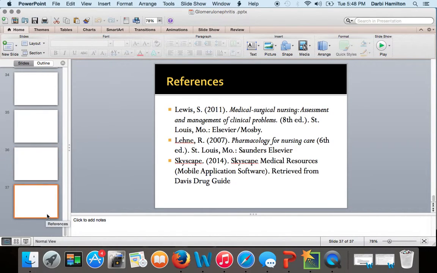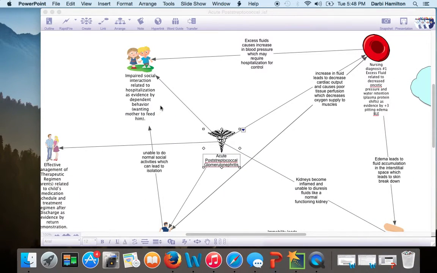Okay, and the last slide is on our references. So now Darby is going to go over our concept map.